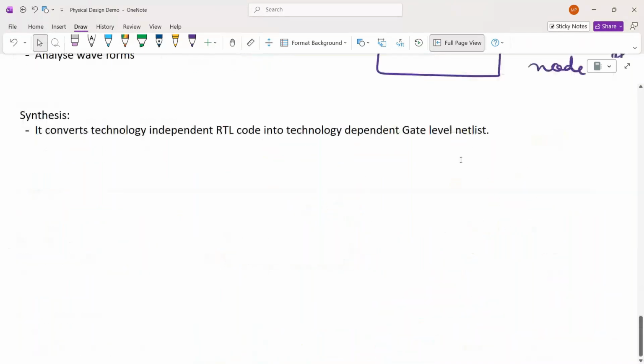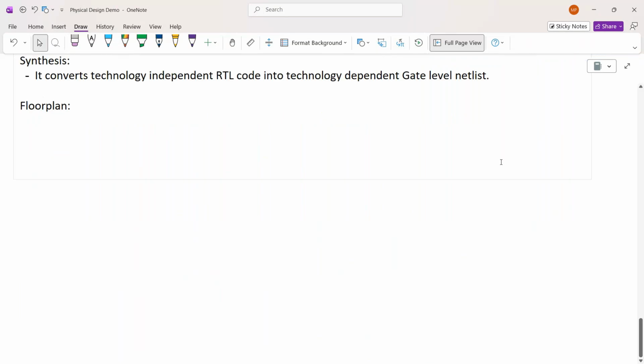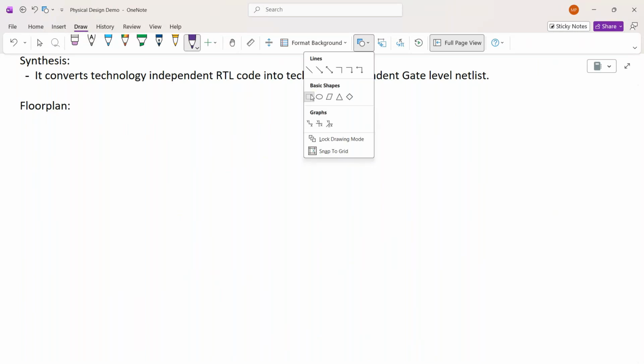So what is floor plan? Now I will start with floor plan. I'll give you the idea of what all things we do. Till now you don't have the idea of how your chip will look, right? Everything is logical till here. In synthesis also, everything is logical. In simulation, we don't know what the layout is, how it will look, or how the cells are going to be placed. From here, it is actually going to take shape.